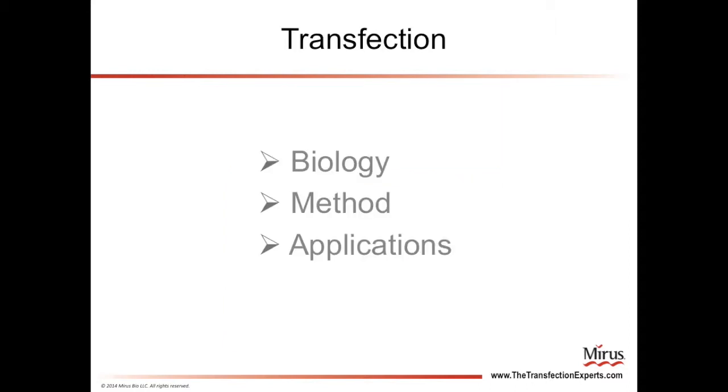Today's talk is divided into 3 sections. First, we will discuss the basic biology of transfection. Next, we go over the process of performing a transfection and some of the key parameters that define experimental success. Finally, we go over some of the primary applications in which transfections are used. Let's begin with the biology of transfection.